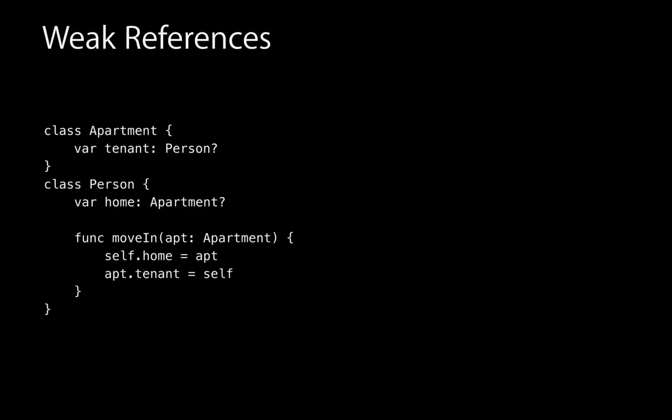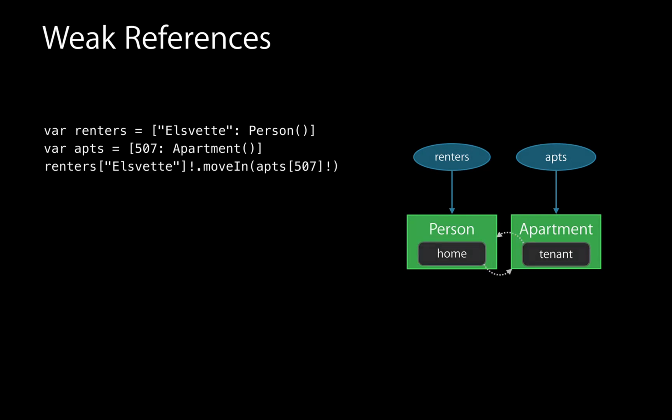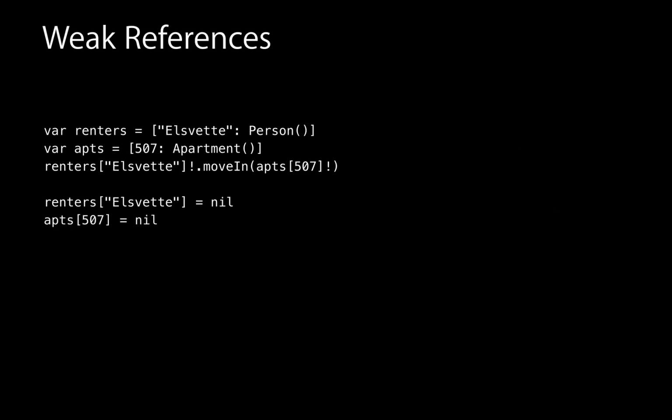So like Objective-C, we have weak references. And these tell Swift that this object isn't responsible for keeping the object on the other end alive. Now when we work through the example again, with a weak reference between these two objects, Elsvet can move out of her apartment and make a clean break with her landlord. And the reference automatically gets reset to nil. There's no dangling reference to the deallocated object. And of course, when we sell off the property, both objects end up deallocated and there's no leak.